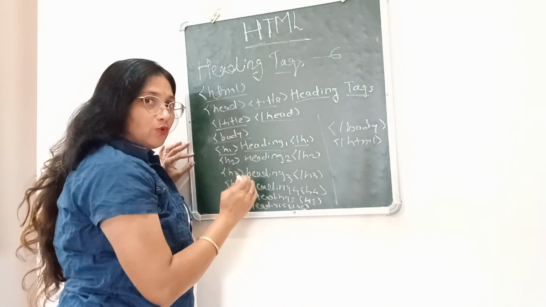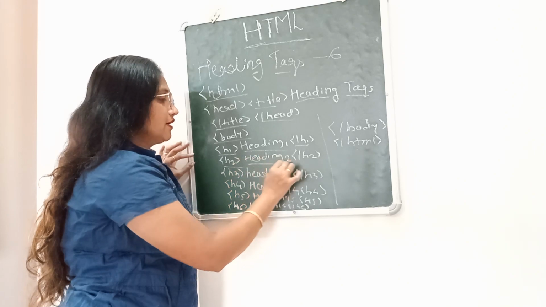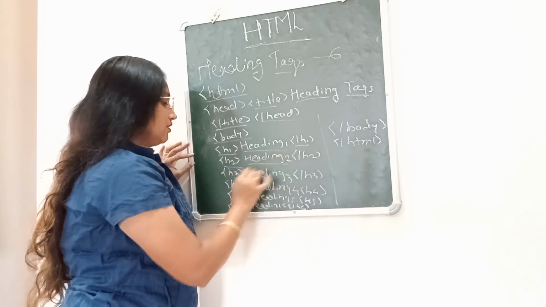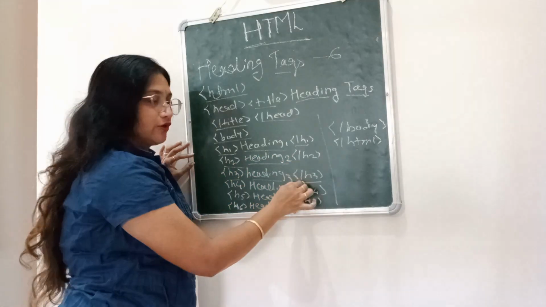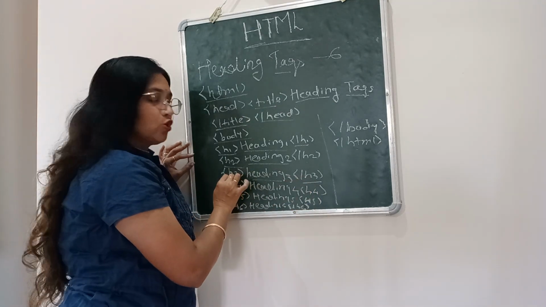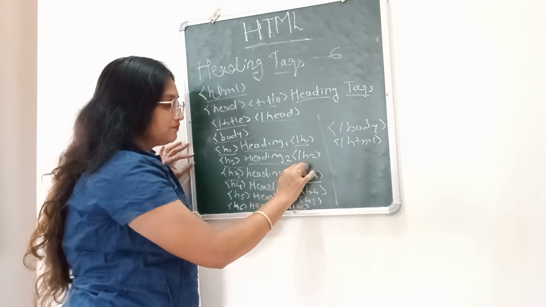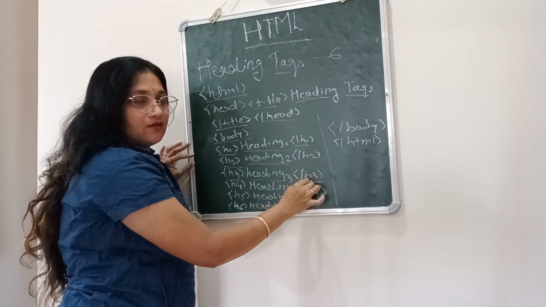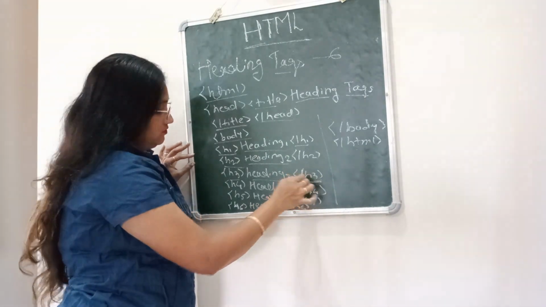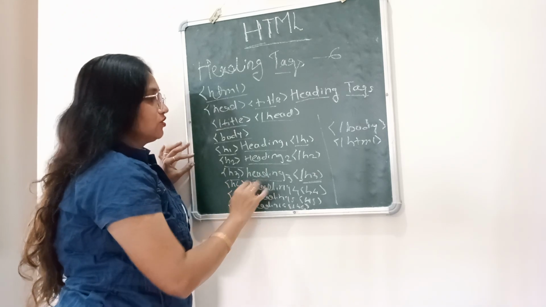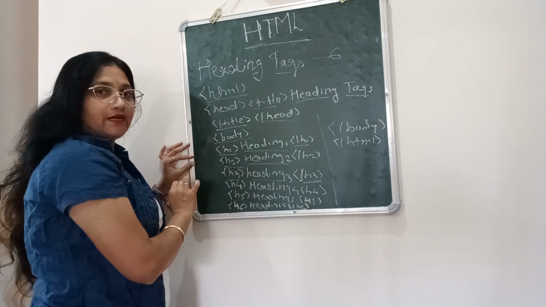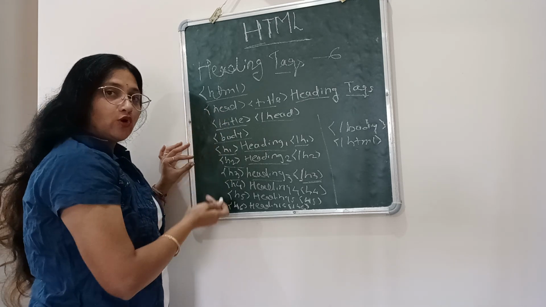Then a bit smaller than that is H2, that is heading 2, then H3, heading 3, and here don't forget to close the tag. Once you open some tag, you have to close the tag, and how do you close the tag? With the help of a backward slash and the name of the tag. Then H4, H5 and H6. So these headings will be displayed in continuously smaller sizes.